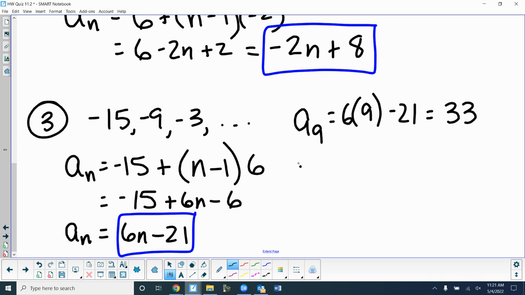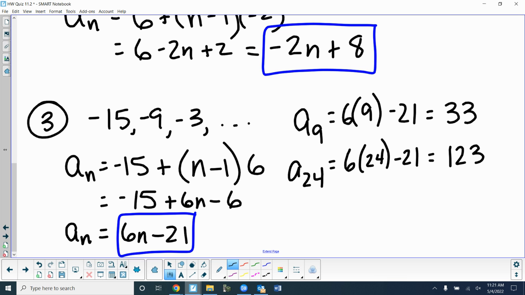So I'm going to go 6 times 9, 54, minus 21 is 33. And then 24 is 6 times 24 minus 21. 6 times 24, 144? Minus 21 would be 123. Yeah. So 33, 123. We good? Do I need to do 4?